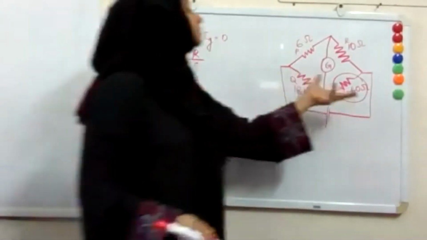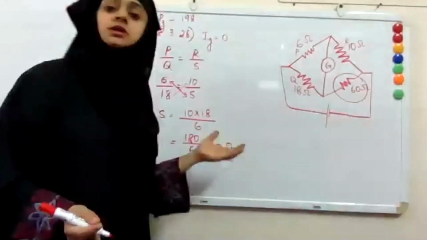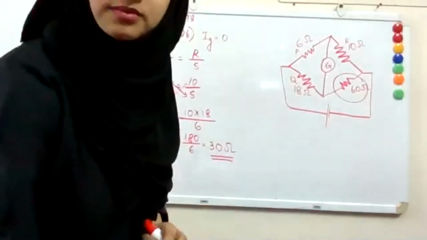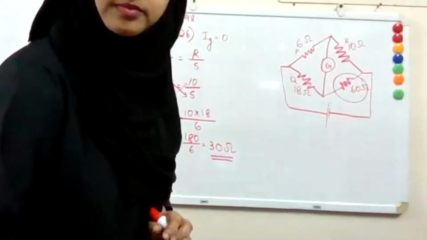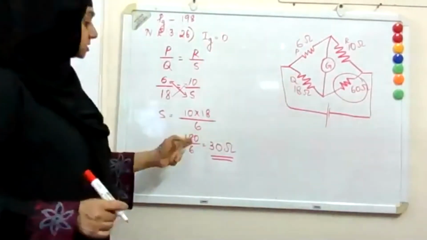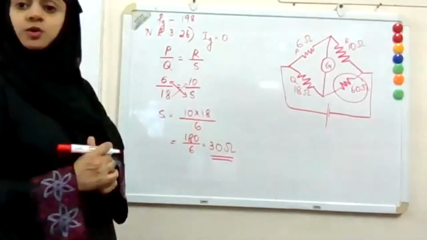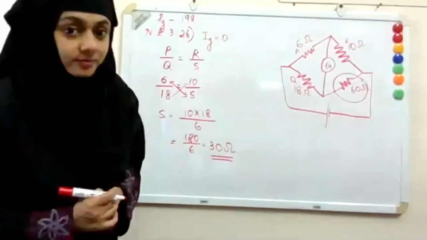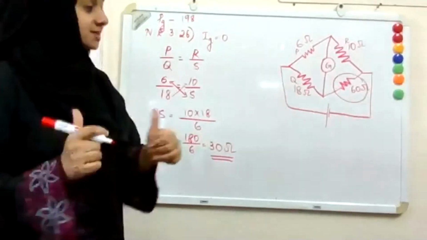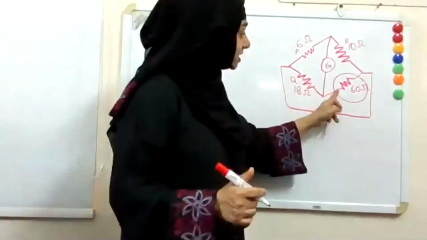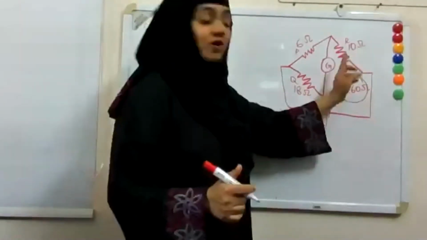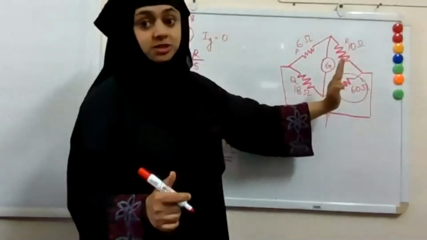How can we make the 60 ohm resistance 30 ohm? By keeping another resistor in parallel with this one. Yes, excellent. You have to connect another 60 ohm resistance parallel to it.